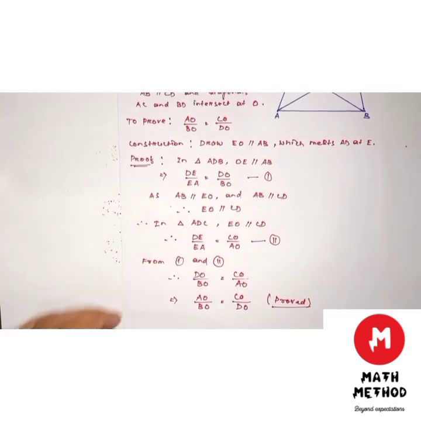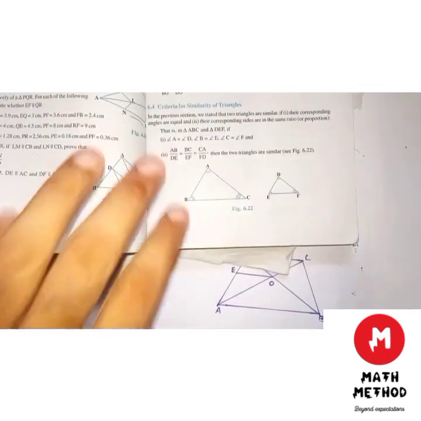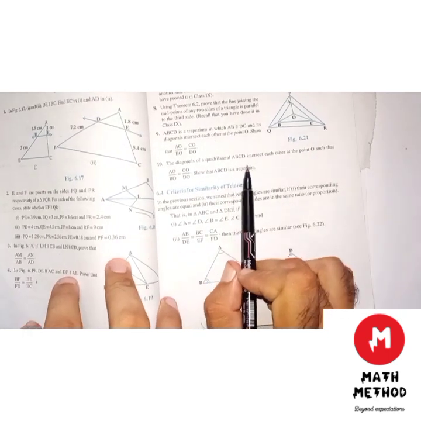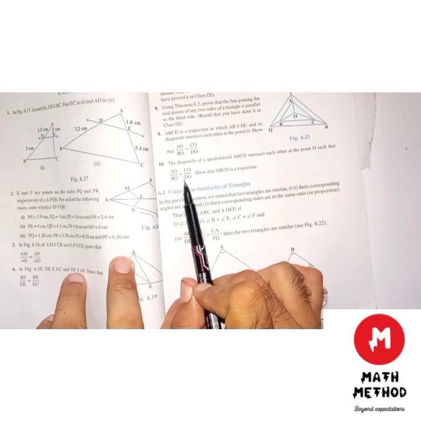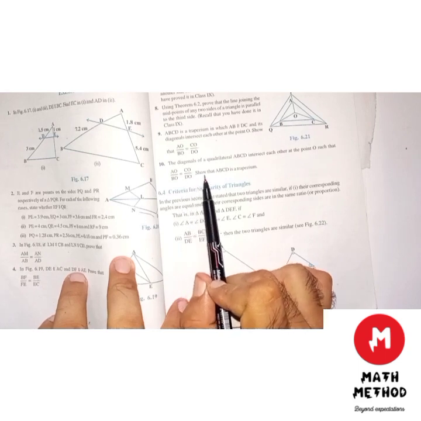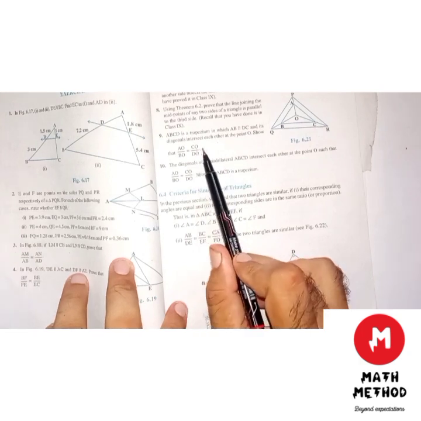Clear? Question number 9 is solved. Now question number 10. Question number 10 is: the diagonals of a quadrilateral ABCD intersect each other at the point O such that AO by BO is equal to CO by DO. Show that ABCD is a trapezium. This is the converse proof of question number 9.